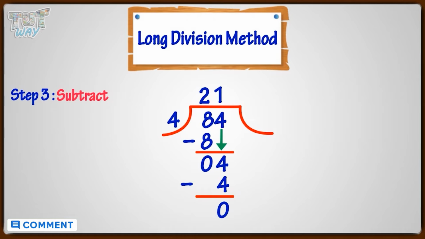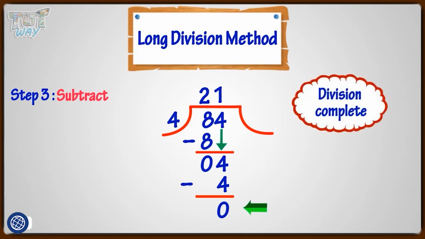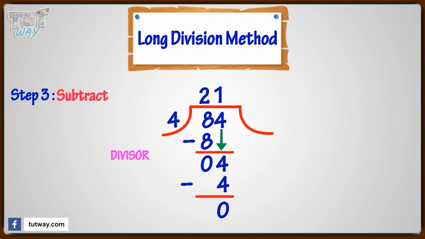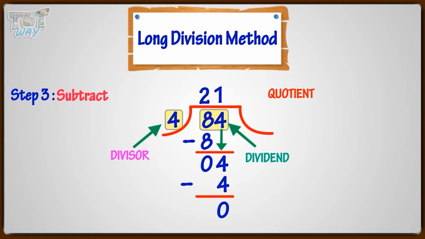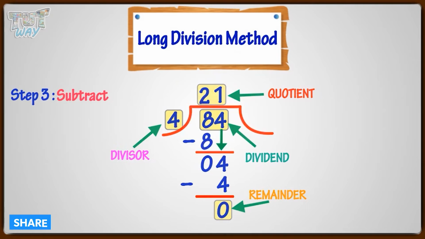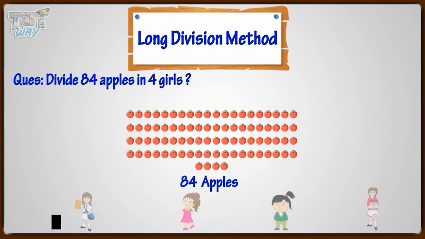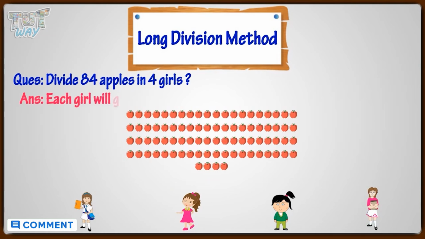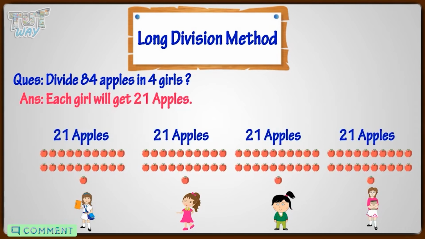Now we have no more digit left in the dividend to bring down. Hence, the division is complete and no remainder is left. Here, divisor is 4. Dividend is 84. Quotient, we got that, is our answer, 21. And the remainder is 0. If we divide 84 apples among 4 girls, each girl will get 21 apples.